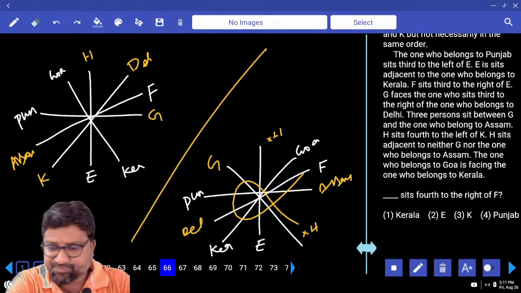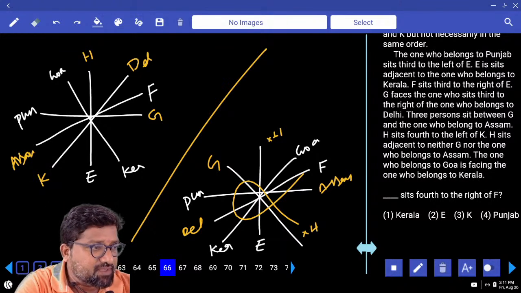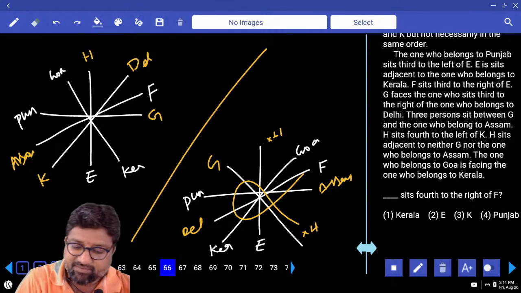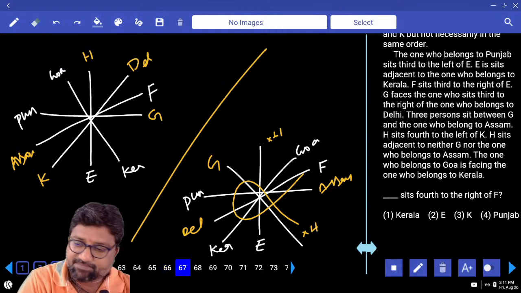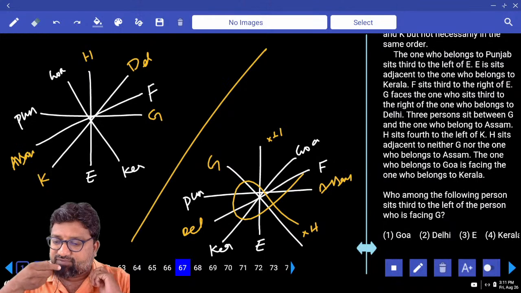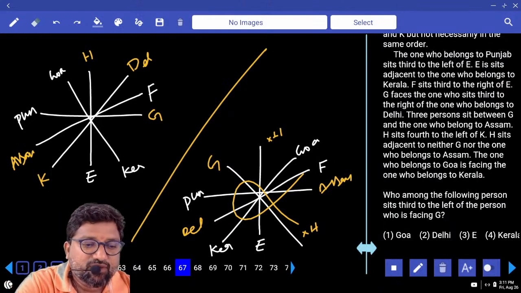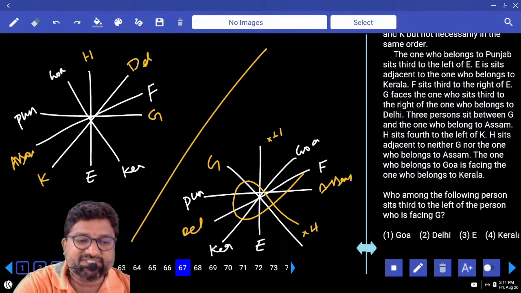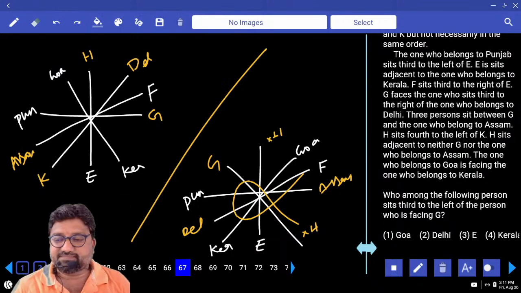Who sits? What's the question? Who sits fourth to the right of F? Who is fourth to the right of F? Punjab. Who among the following persons sits third to the left of the person who is facing G? Who is facing G? Punjab. Third left, Delhi.